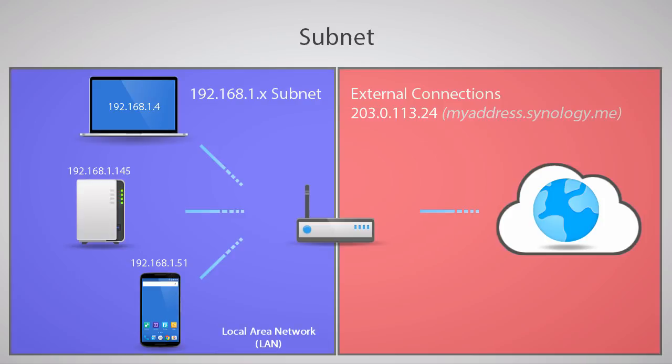A private network is also known as the local area network, or LAN. The connection to your ISP is known as the wide area network, or WAN. The only address that can be used to reach the devices in your network from the internet is the one assigned by your ISP. Your router manages both your local network and the connection to your ISP.